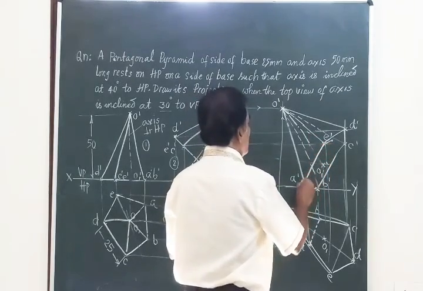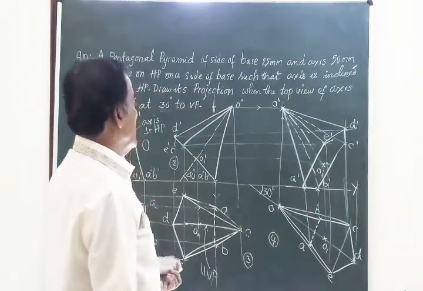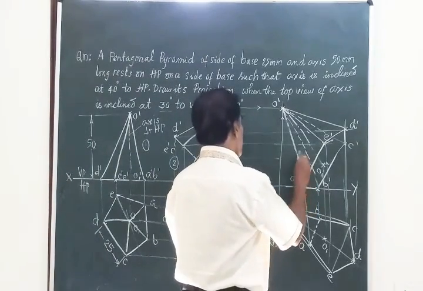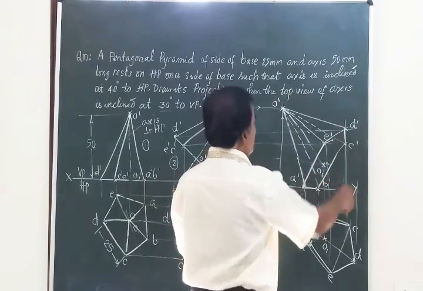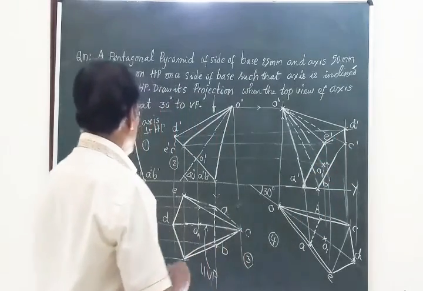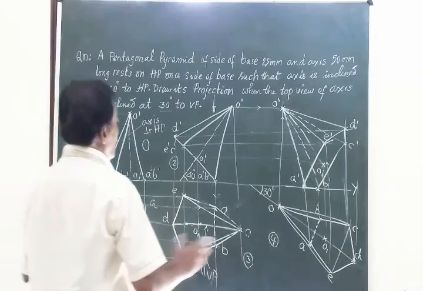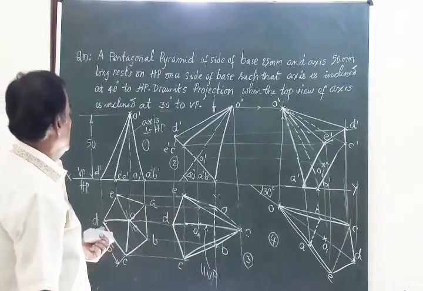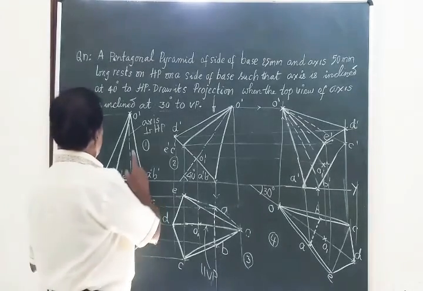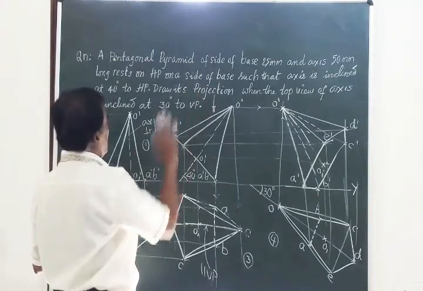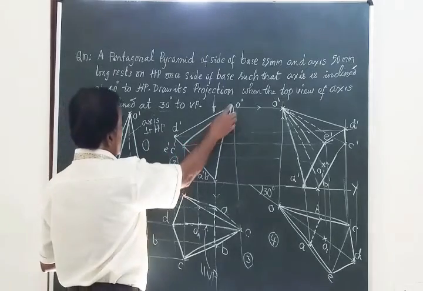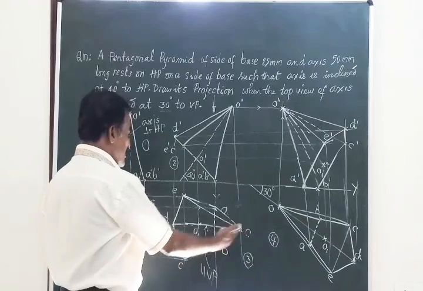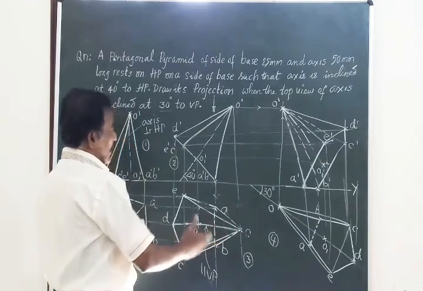Friends, you can see now that the object is resting on one of the base edges AB of the solid, and the complete base of the solid is visible. And if you want to check whether the answer you got is right or wrong, you can have a verification. Now the axis of the solid in the first position was perpendicular. It was redrawn at 40 degrees to HP. We got the top view. In the top view, the top view of the axis is parallel to VP.